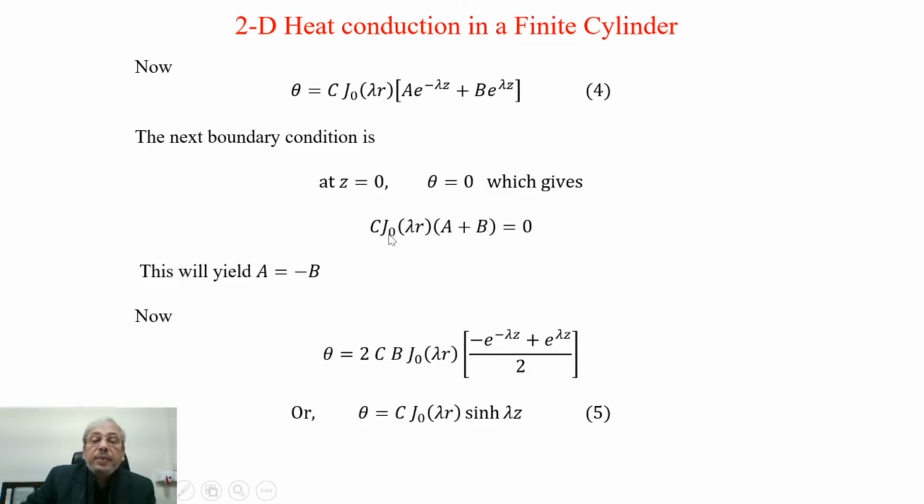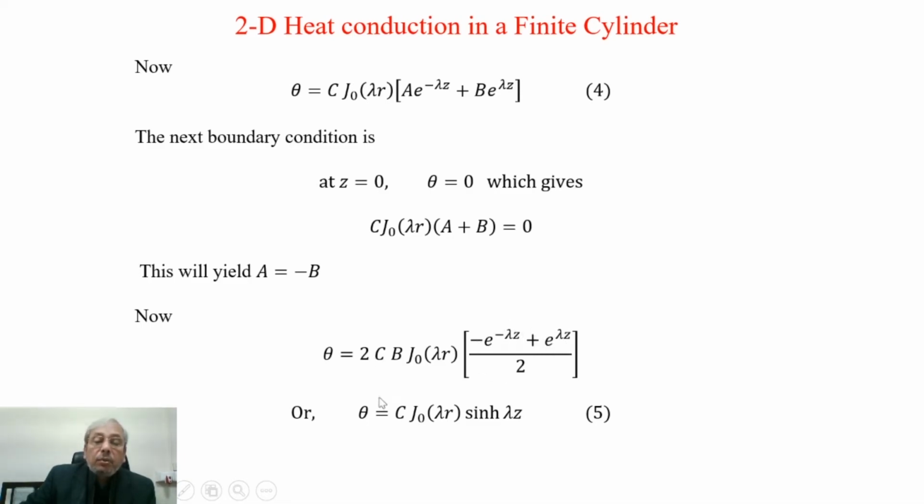Now this r dependent part cannot be 0, because if c becomes 0, we totally get rid of r dependence. So this part, A plus B, has to be 0. That means A equal to minus B. If we substitute A equal to minus B in this equation, then we can write theta equal to 2cB J naught lambda r into (e to the power lambda z minus e to the power minus lambda z) by 2, which is nothing but sine hyperbolic lambda z.